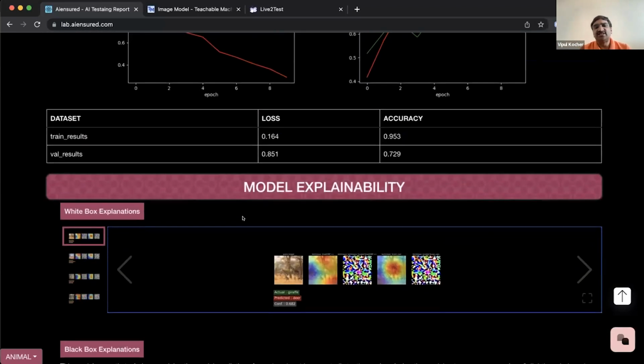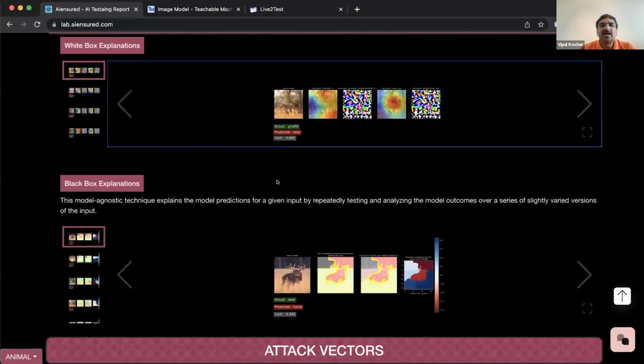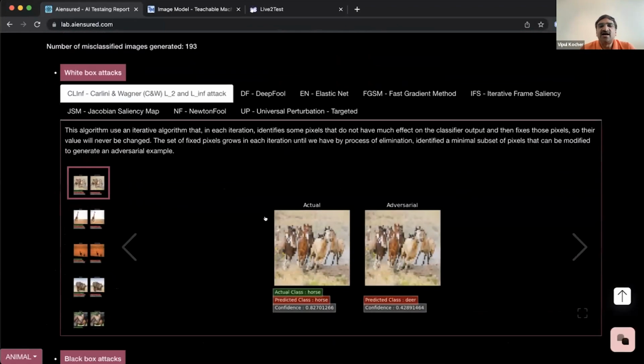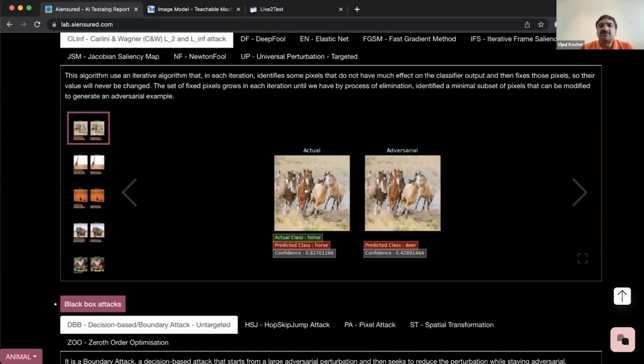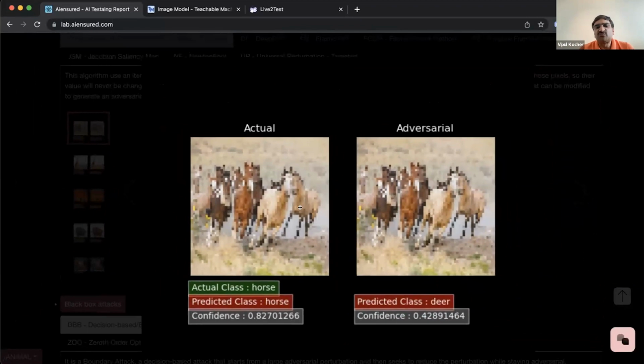So our tool just takes data and model as the input, and it produces this report as an output where you can see all the places where it failed to recognize things properly and explainability for those. There are various explainability techniques. I talked to you about adversarial attacks, and our tool does adversarial attacks as well. For example, in this case, horses were being predicted as horses with 82.7% confidence, whereas once we modified the data, and you cannot really distinguish between the left and the right image, it started predicting these as deer.